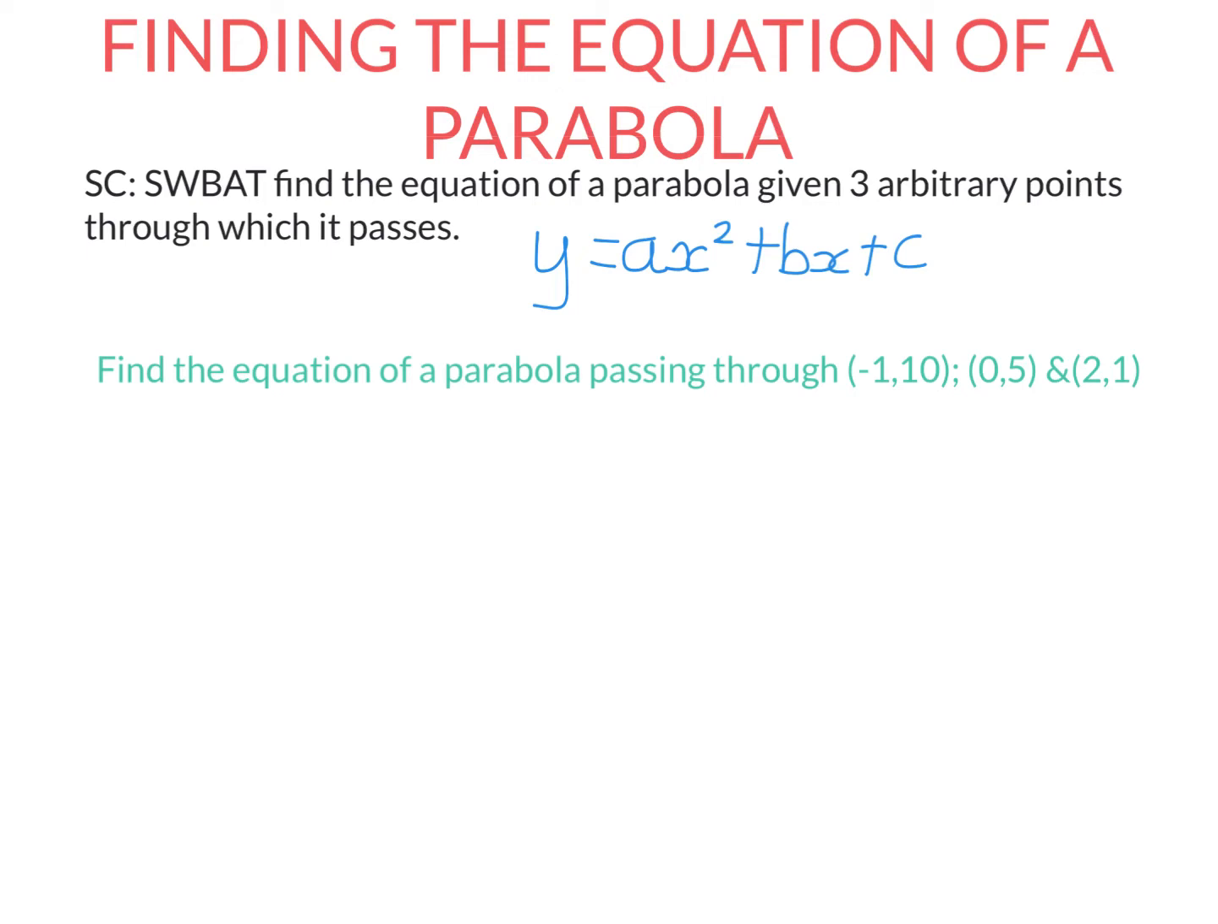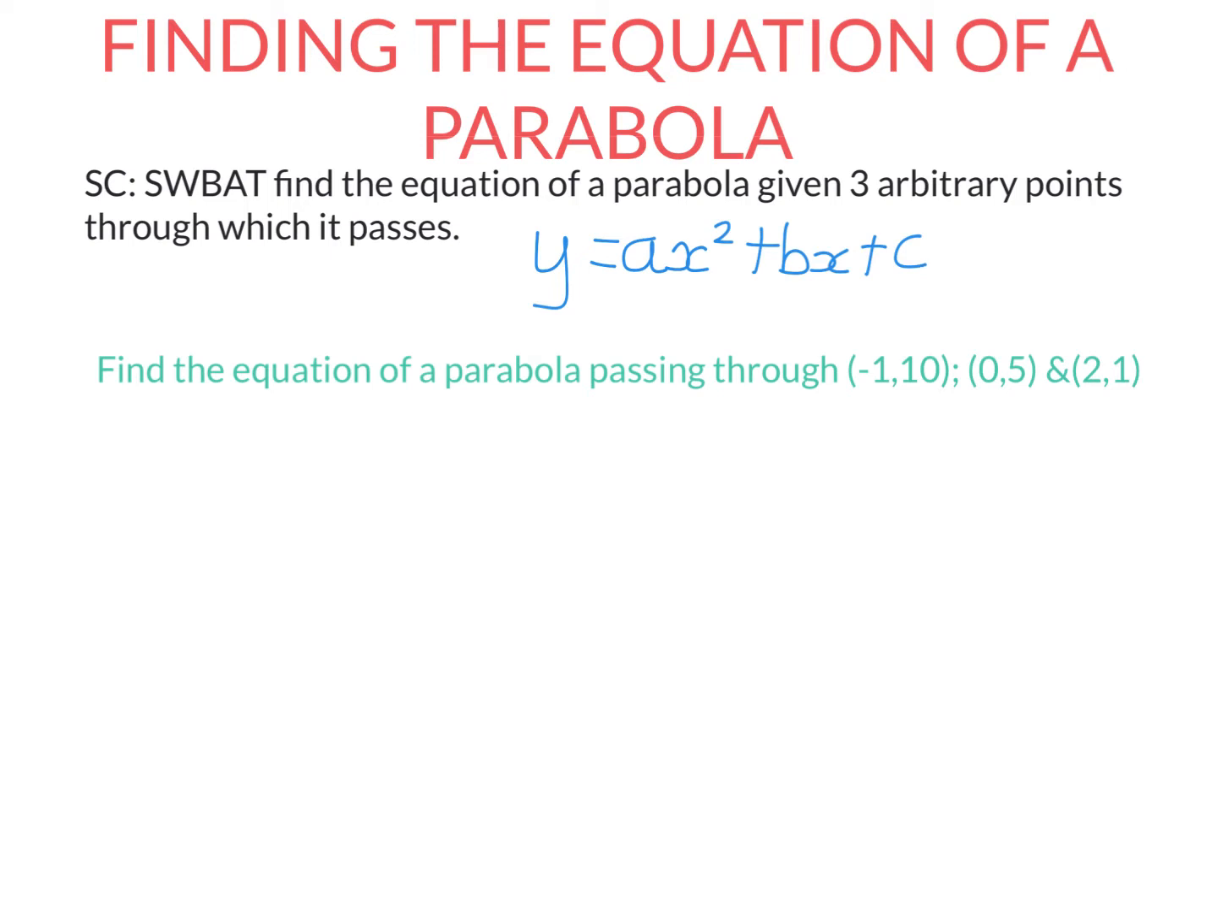Thank you so much for tuning into this video in which we will look at finding the equation of a parabola when we're given any 3 points through which it passes. So what we need to know for this is that the equation of any parabola can be written as y equals ax squared plus bx plus c. When we're finding the equation of a parabola, we just need to find the values of a, b, and c. We will do that using simultaneous equations.